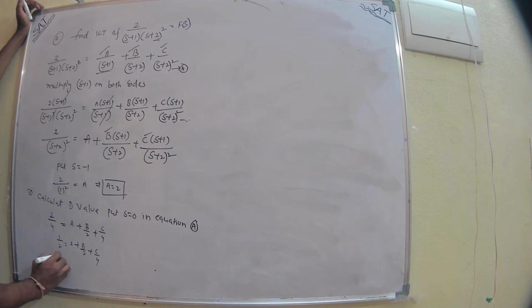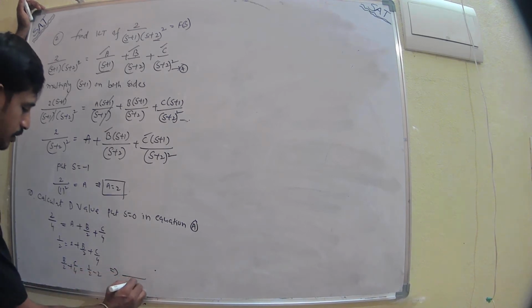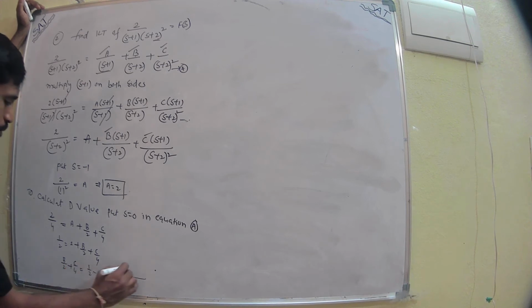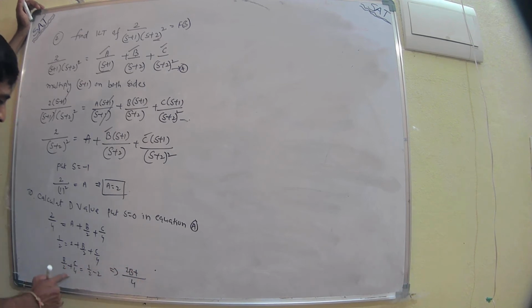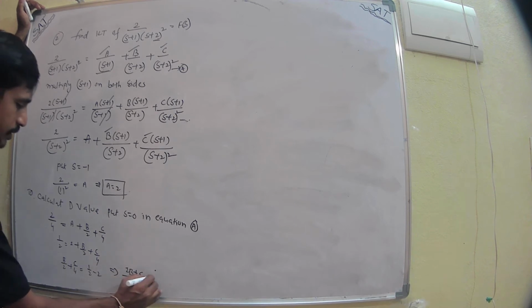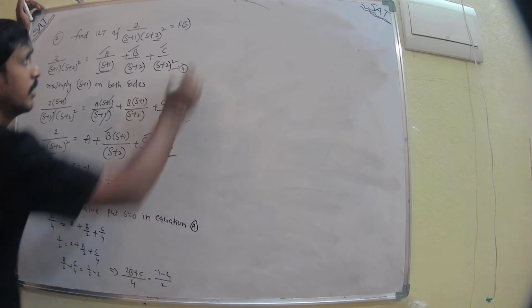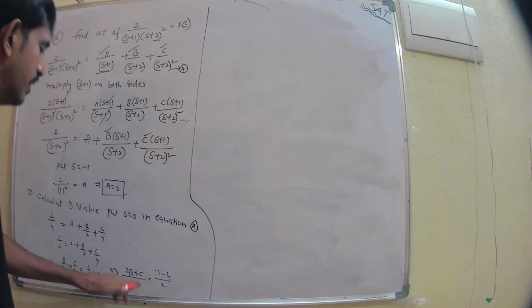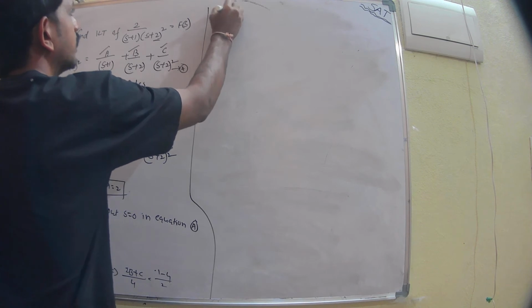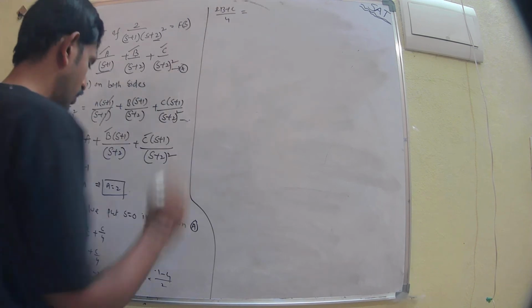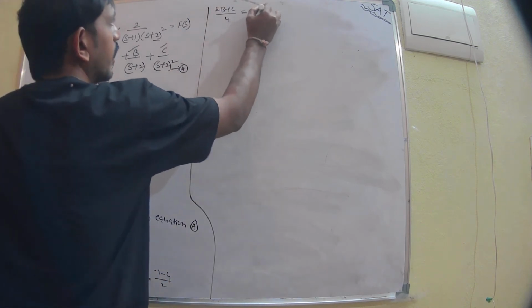You bring this side here, so plus 2 becomes minus 2. So B by 2 plus C by 4 is equal to 1 by 2 minus 2. Therefore, what is the LCM of 2 and 4? LCM is 4. So 2B plus C by 4 is equal to 1 minus 4 by 2, that is minus 3 by 2.